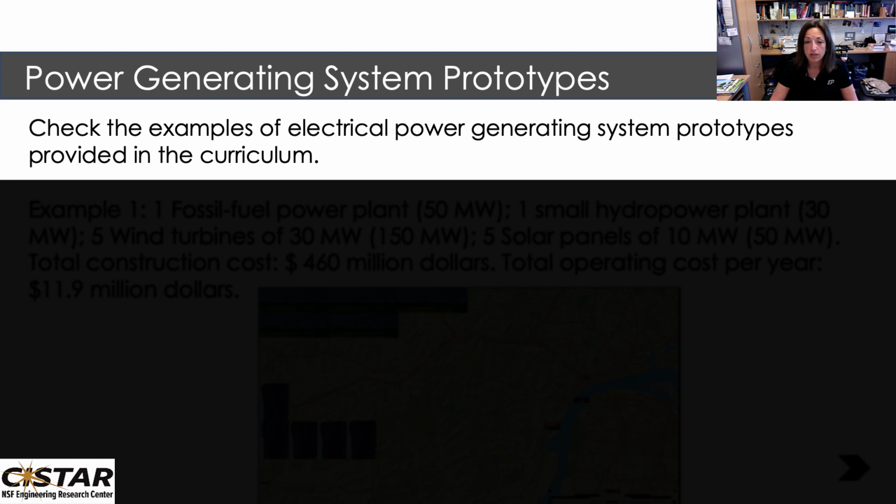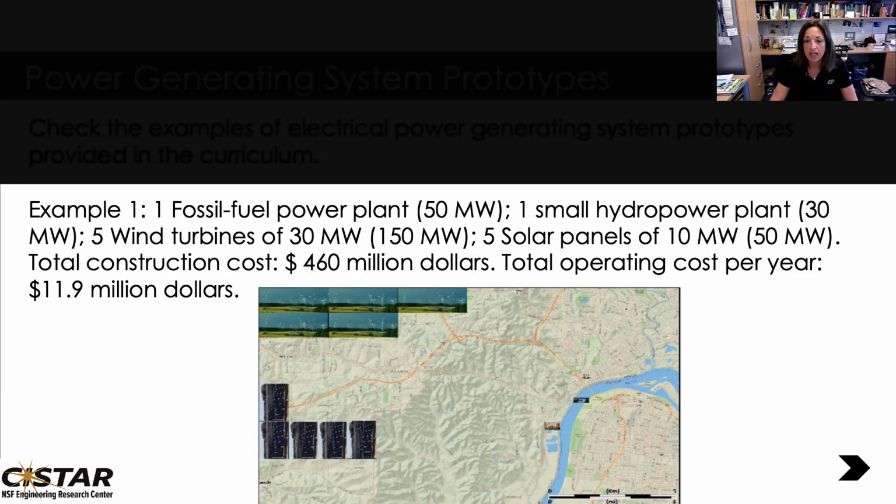Here, we have a possible prototype for an electrical power generating system. It includes one fossil fuel power plant that can generate 50 megawatts of power, one small hydropower plant that can generate 30 megawatts of power, 5 wind turbines that each can generate 30 megawatts of power, for a total of 150 megawatts, and 5 solar panels that can generate 10 megawatts each, for a total of 50 megawatts of power. Therefore, the whole system can generate 280 megawatts of power. The total construction cost is $460 million, and the total operating cost is $11.9 million.